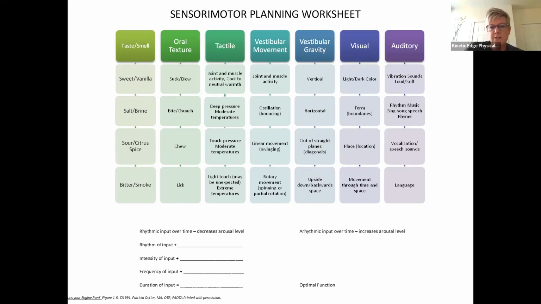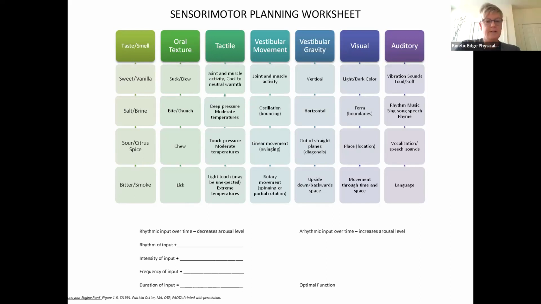So those three sensory categories there in the middle, tactile, vestibular movement, and vestibular gravity, are considered organizing for our brains. And so when we think about organizing, we think about things that are going to, again, assist us in that arousal level. So whether it's staying alert and focused or being calm, those three are always a good go-to.